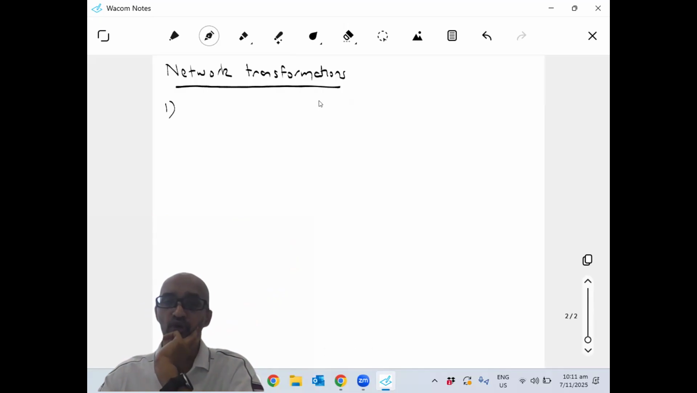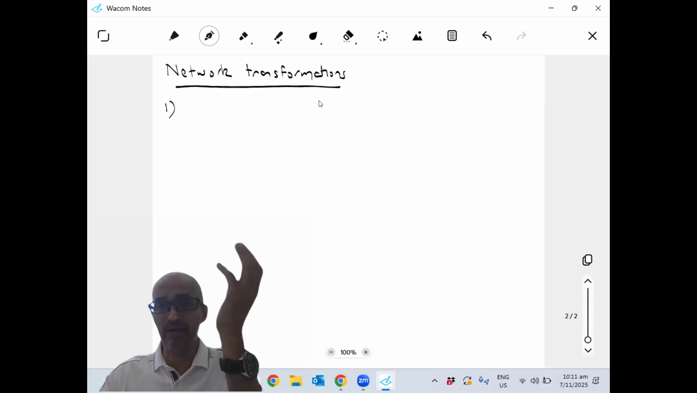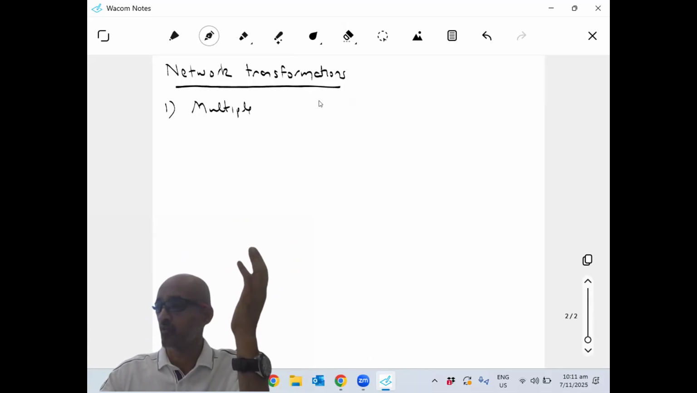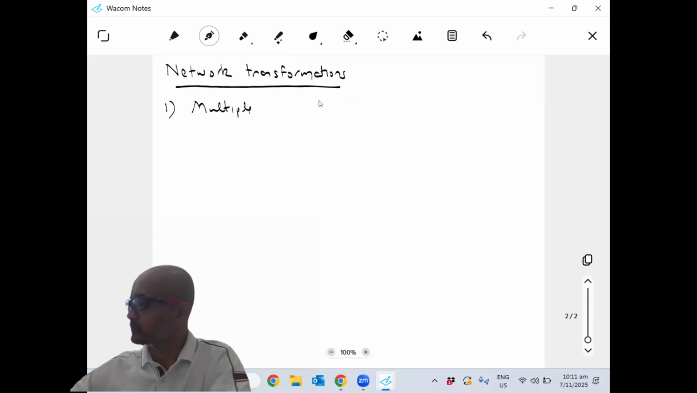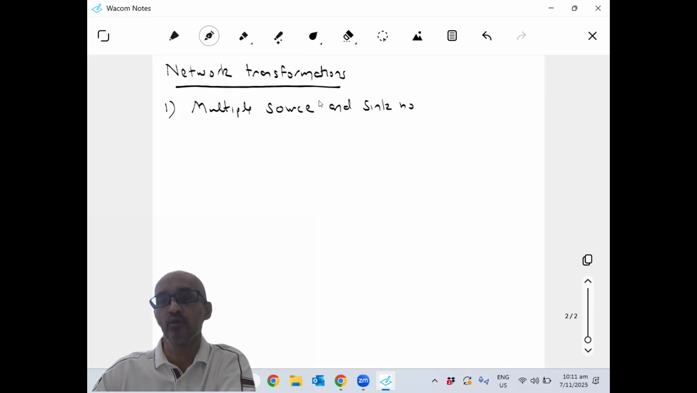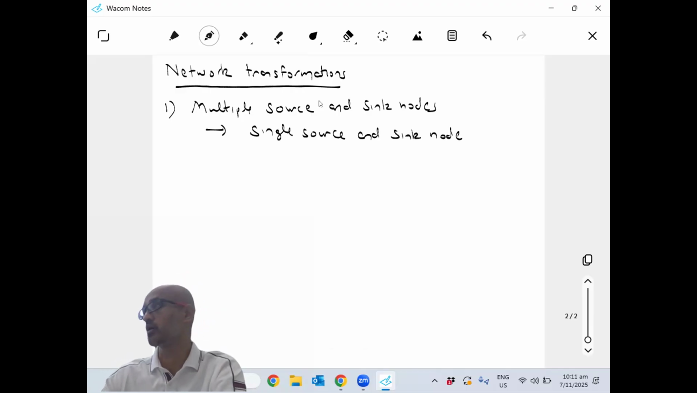So for example, I can take a network. Maybe I've got multiple, let's say, source and sink nodes. You can actually always transform this problem to a single source and a single sink node, with some appropriate transformation.